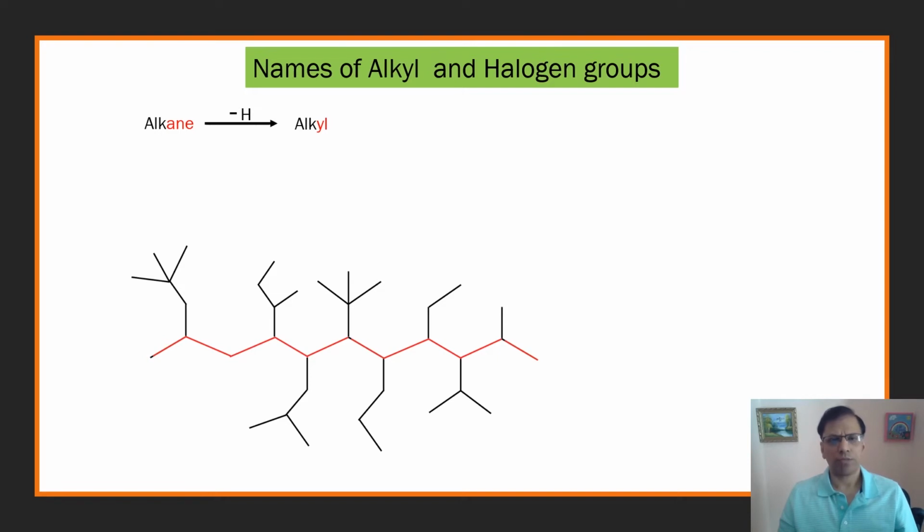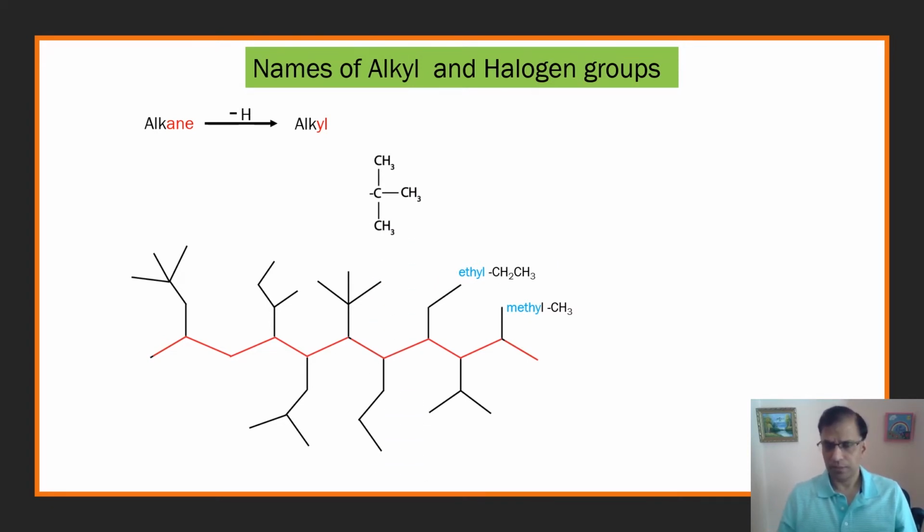So let's learn the names of common alkyl and halogen substituents on the parent chain. An alkyl group is formed by the loss of hydrogen from an alkane, and the ane is replaced by yl. So if you have methane, then loss of hydrogen will give you methyl. Here's the example right here. This is the methyl side chain, and then you can have the ethyl right here. There are two carbon atoms, so this is the ethyl side chain.